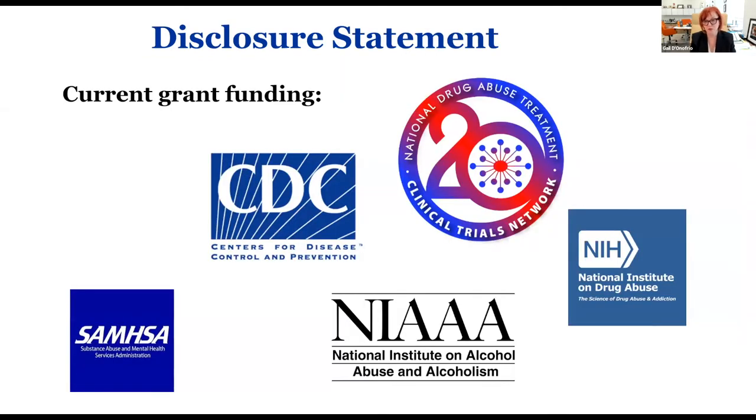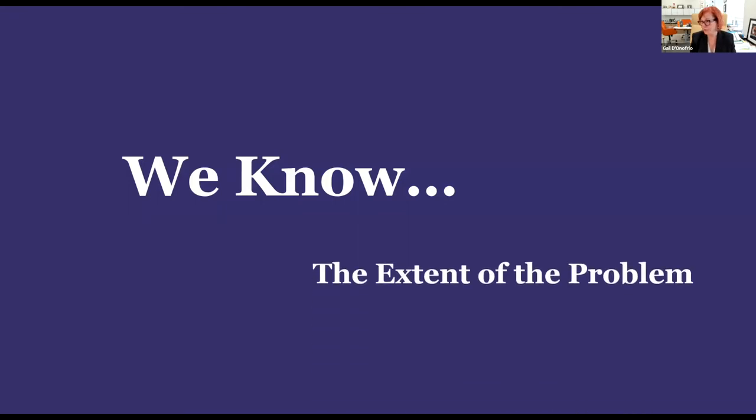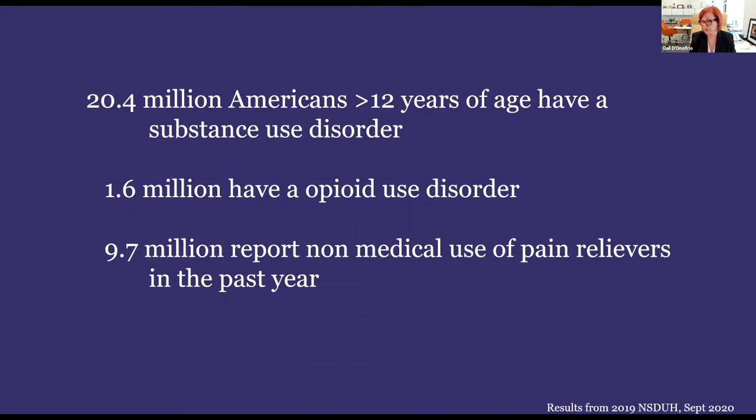These are my disclosures. I'm funded by a lot of federal agencies, and I don't have any other disclosures. So right off, what do we know? We know the extent of the problem. From the National Survey on Drug Use and Health, which comes out every year in September, with the most recent results from last September, and they are always for the year before: 20.4 million Americans over 12 years of age have a substance use disorder. 1.6 million have an opiate use disorder, and almost 10 million report non-medical use of pain relievers in the past year.